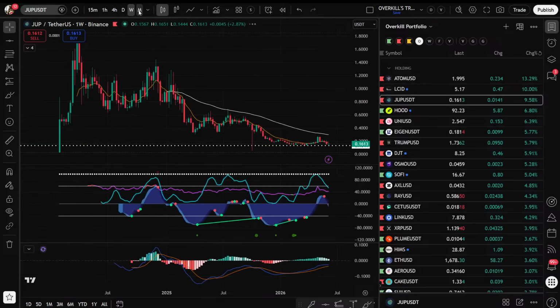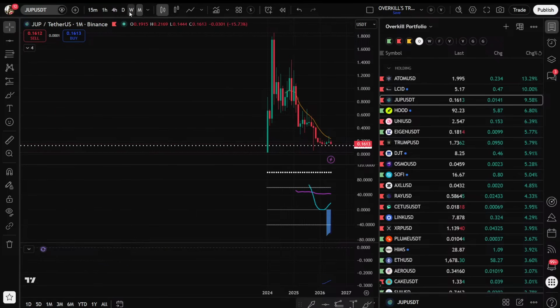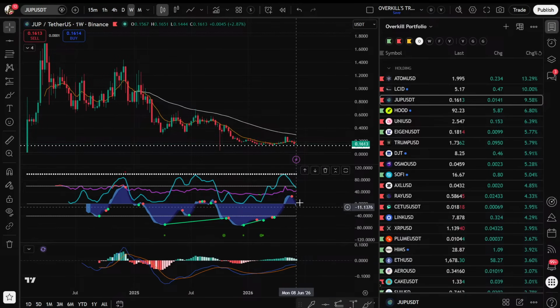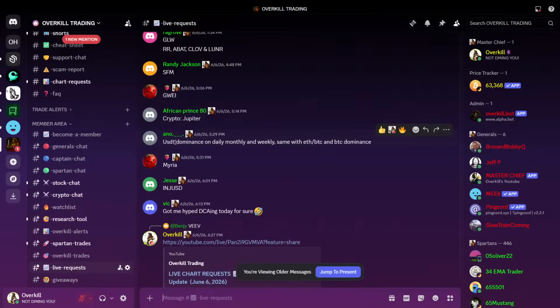It's actually got the daily here today. No monthly yet, but it does have the daily and still red on the weekly. So again, if you want to wait for the confirmation, wait for that weekly signal.